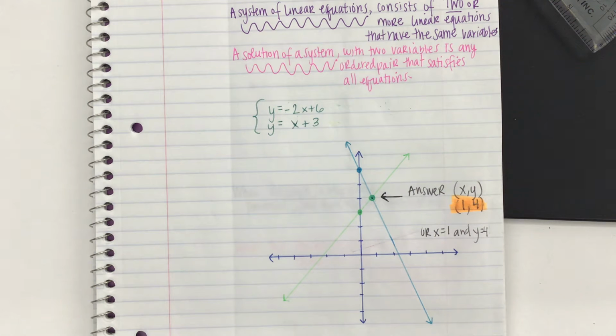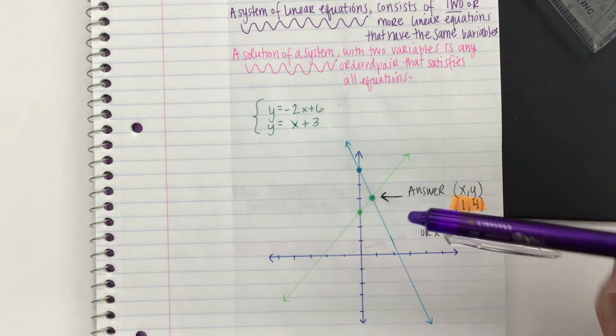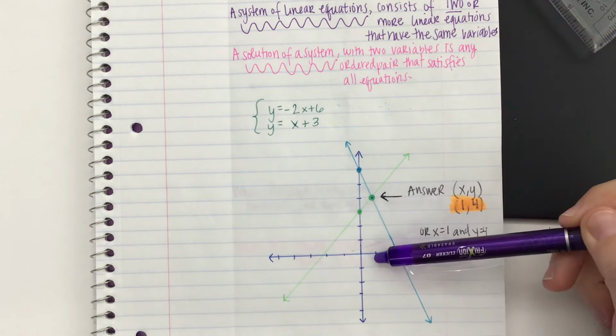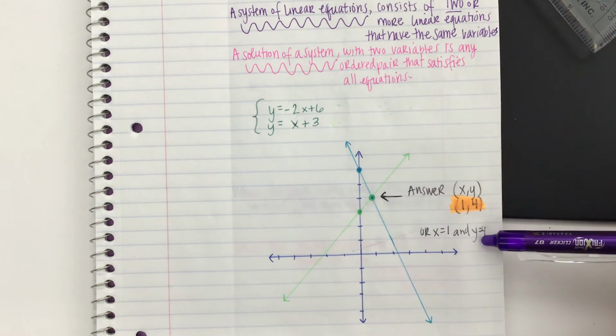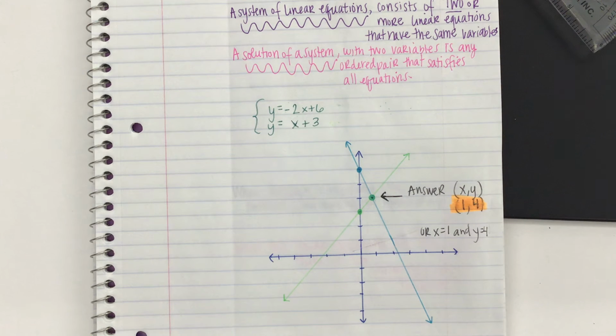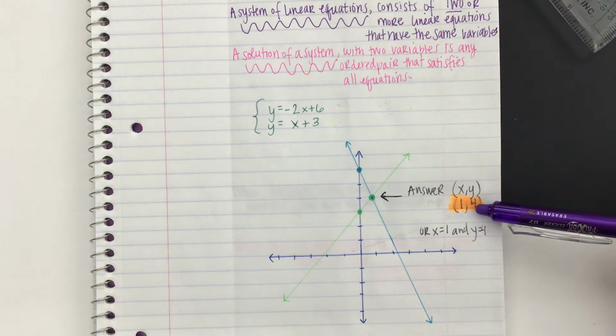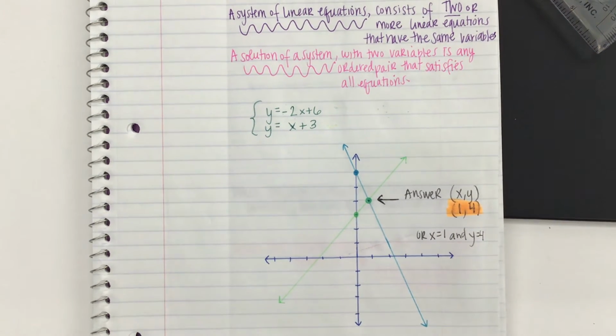My answer or my solution is x comma y. In this case, the x is 1 and the y is 4. So yes, x equals 1 and y equals 4. However, you have to write that as an ordered pair. So therefore, my answer is 1 comma 4 with parentheses around it.